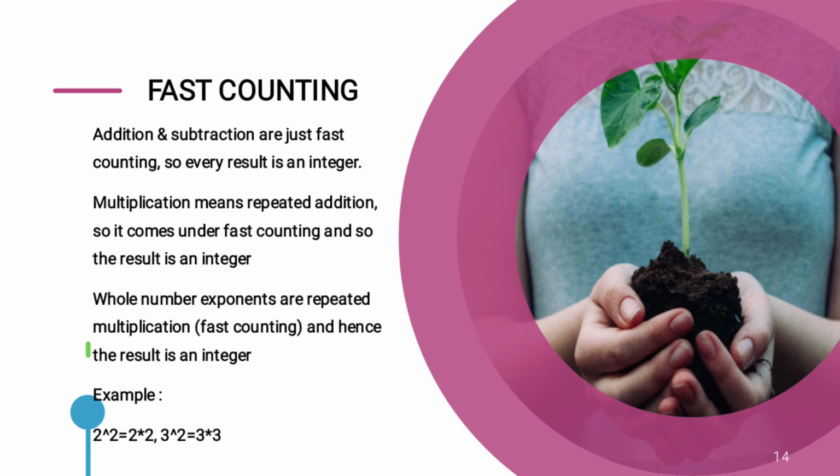Whole number exponents, for example, 2 to the power of 2 can be written as 2 into 2. 3 to the power of 2 can be written as 3 into 3. So a whole number exponent is a repeated multiplication, which in turn is fast counting, and so the resulting number is an integer. So in the case of addition, subtraction, multiplication, and whole number exponents, the result is an integer.